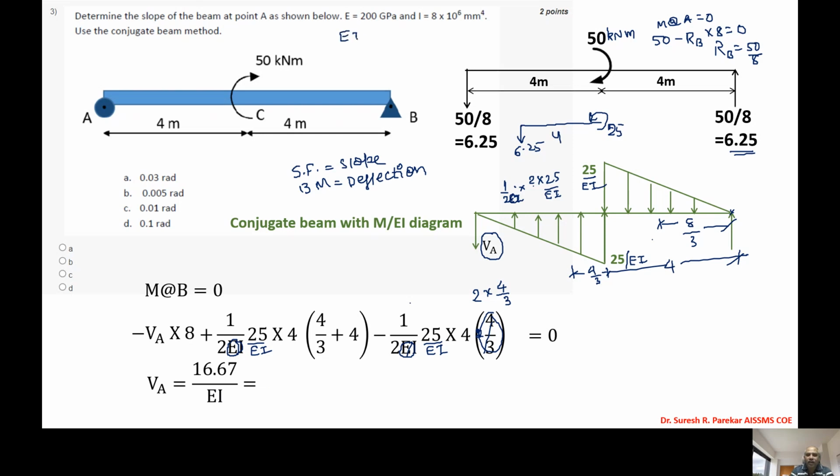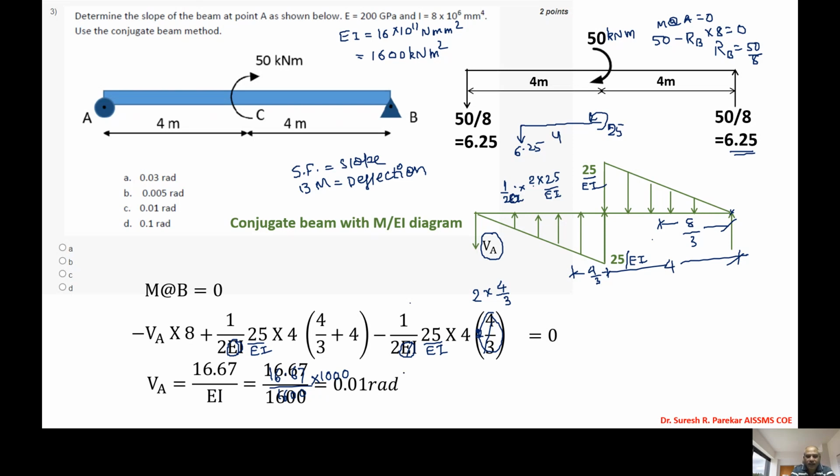Now EI we will get from here: 16 into 10 raised to 11 Newton mm square, and that is equal to 1600 kilonewton meter square. Now if we substitute this value, 16.67 upon 1600, this will give us the value in meter multiplied by 1000. And this value we have actually in radians.